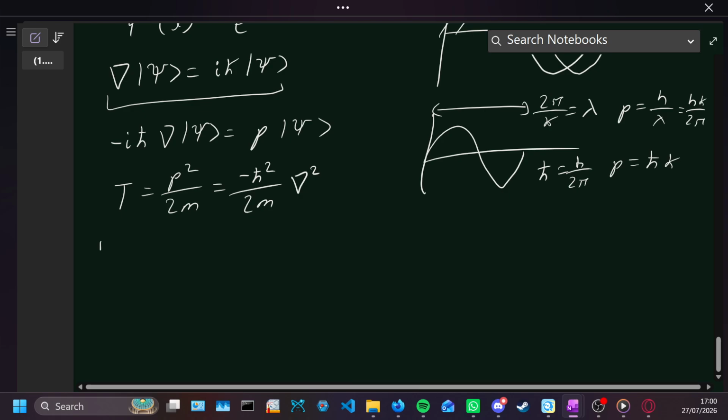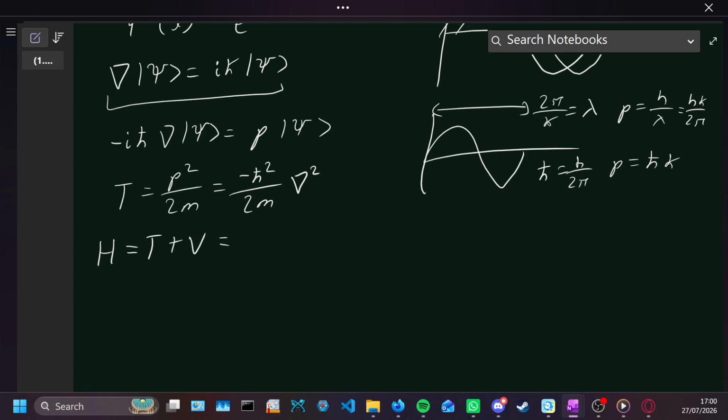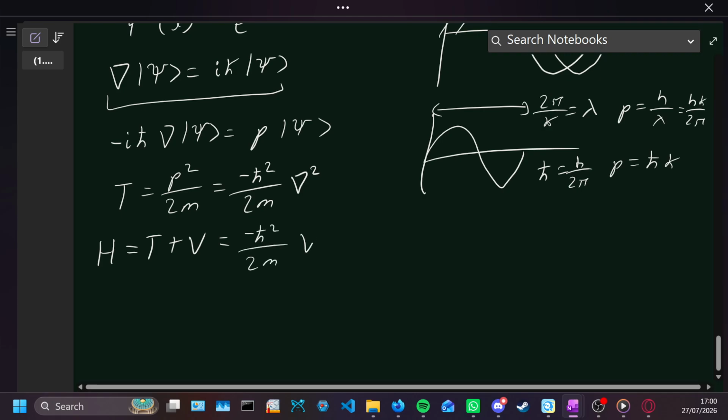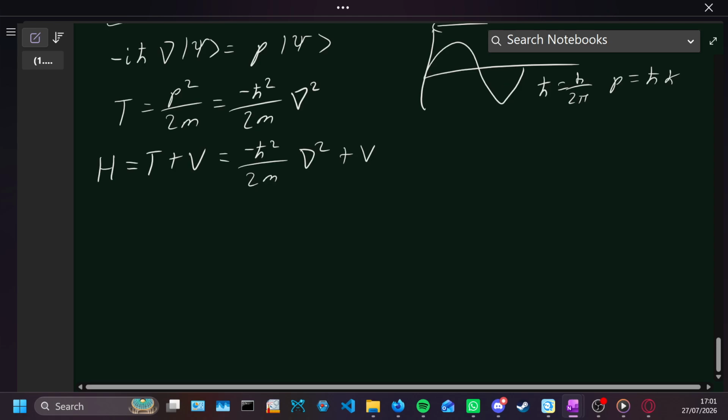And so with that, I can derive the Hamiltonian. This is going to be the kinetic plus the potential energy. So this is going to be equal to negative h bar squared over 2m ∇² plus V. And this, of course, is going to correspond to the eigenvalue of energy. So that's the observable I'm trying to measure.